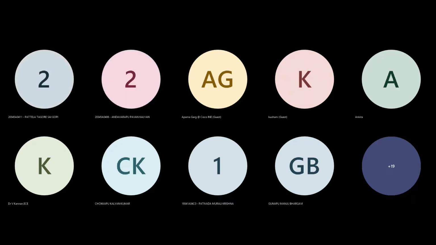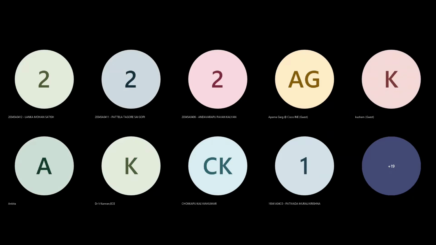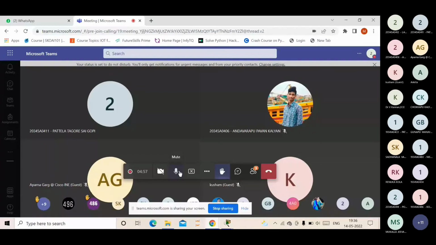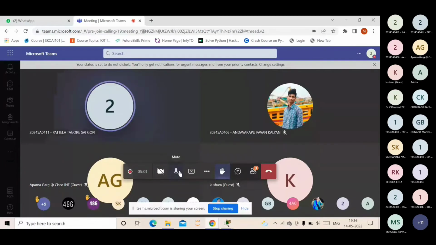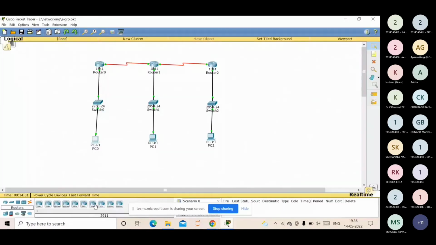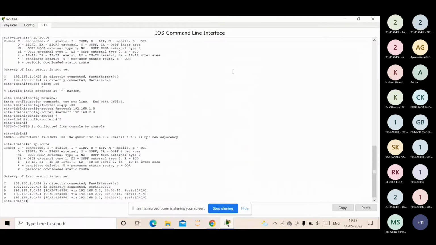Okay. Mohan, you can share your screen now. Hello, Mohan. Is my screen visible? Yes, it's visible now. Okay, Mohan, you can ping now.